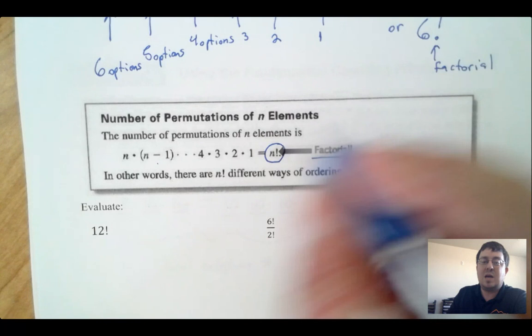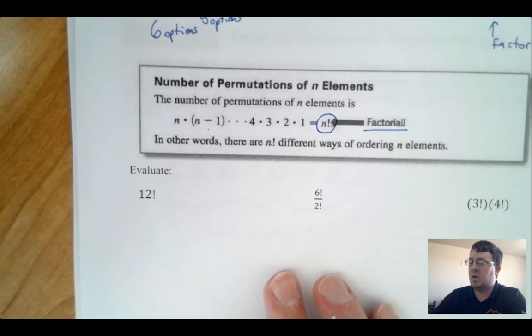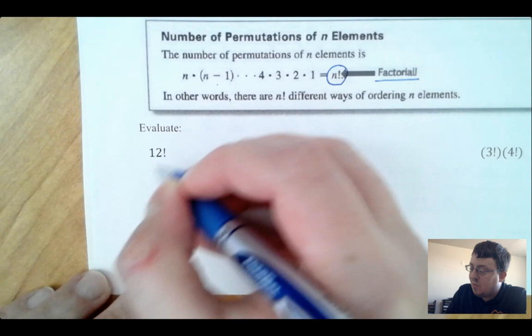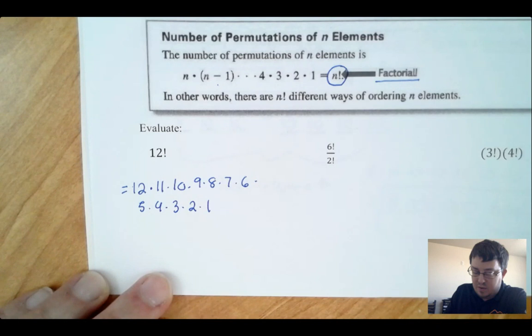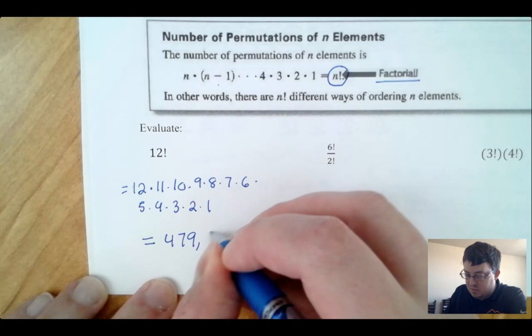So let's go ahead and evaluate a couple of these quickly before you get to your classwork. So for 12 factorial, they use this notation because they really don't want to write out what it is, which is 12 times 11 times 10 times 9 times 8 times 7 times 6 times 5 times 4 times 3 times 2 times 1. Hated that. Use your calculator on your factorial button, you should get 479,001,600. Woo! Crazy.